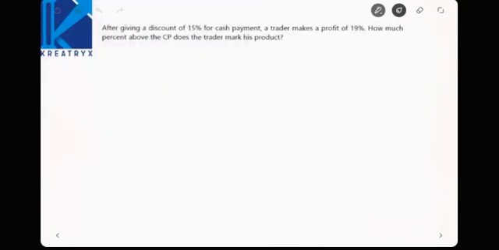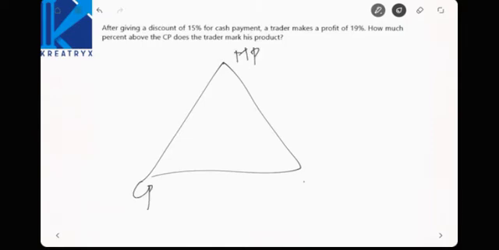Right, after giving a discount of 15% for cash payment, a trader makes a profit of 19%. How much percentage above the CP does the trader mark his product? Okay, write down the discount triad here: market price, cost price, selling price. Now see here, he has given a discount of 15%, and the trader makes a profit of 19%. Similarly, if cost price is 100, your selling price will be 119.